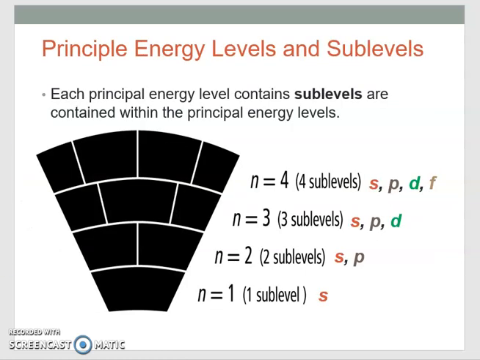Each principal energy level, which is represented by n equals 1, n equals 2, n equals 3, and so forth, is going to contain sublevels. The first one contains only one sublevel, which we name S. The second one contains S and P. The third one contains S, P, and D, and the fourth one contains S, P, D, and F. So what are these sublevels?